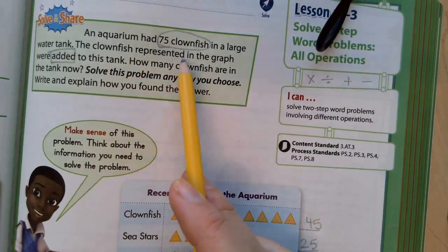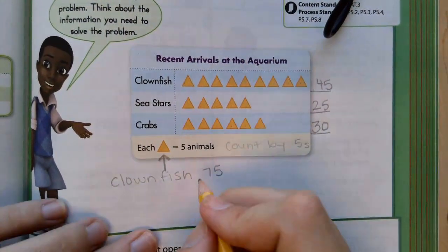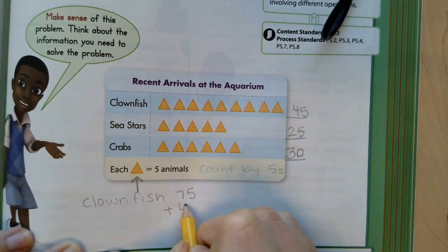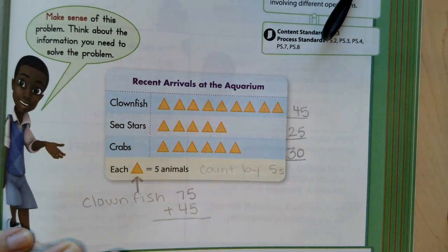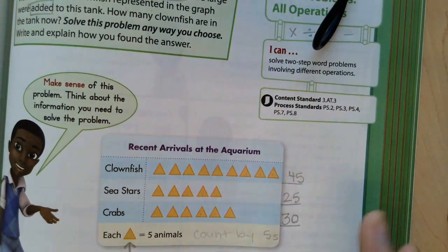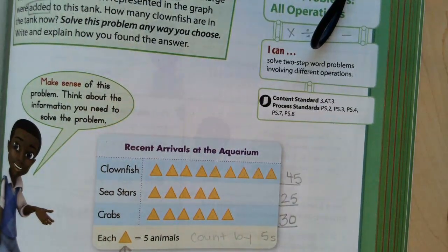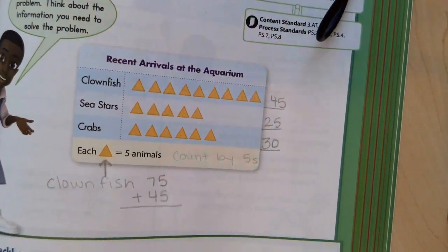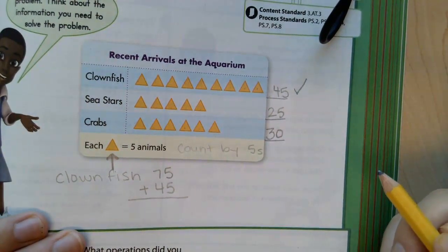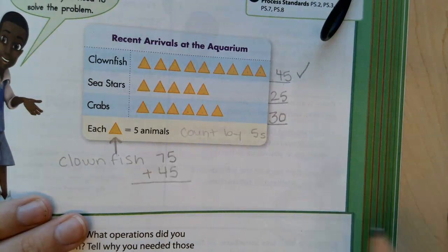The clownfish represented in the graph were added, that's my key word, to the tank. So that means these 45 clownfish were added to the tank. How many clownfish are in the tank now? So we got our first step and we found how many clownfish were added. And now we can do our second step and add them to our current amount of clownfish that we have.